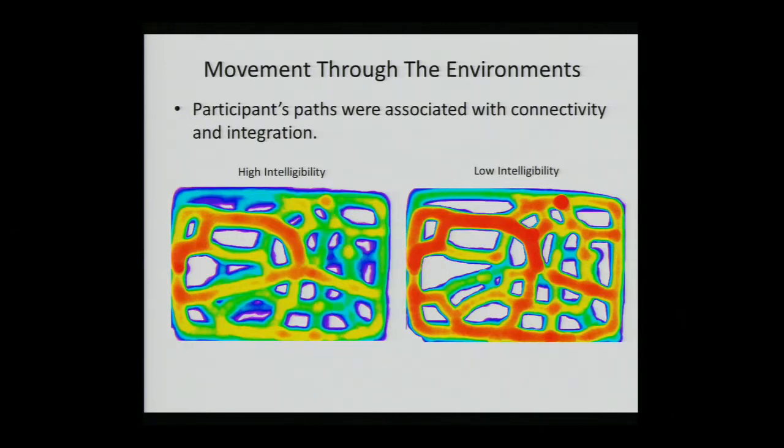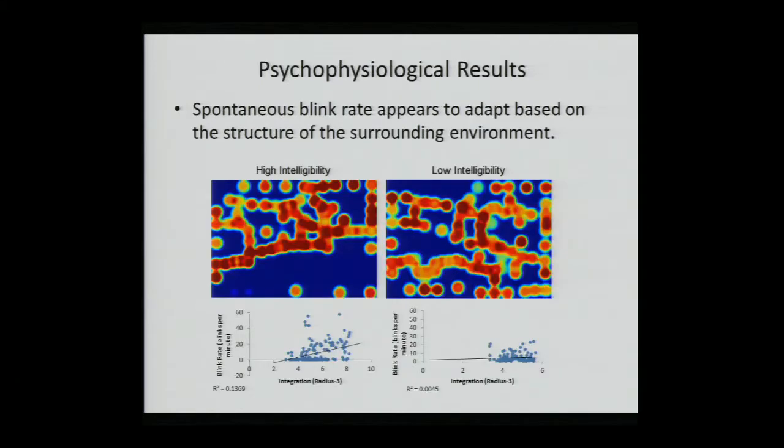But when the environment is less intelligible, when it's broken up, so that the sight lines are broken up and the routes are less connected and less integrated, these sorts of things, they're distributing their movement a lot more across the entire environment. And this is good for us because it tells us that we are again seeing what architects have shown before. So now the question is, is attention important?